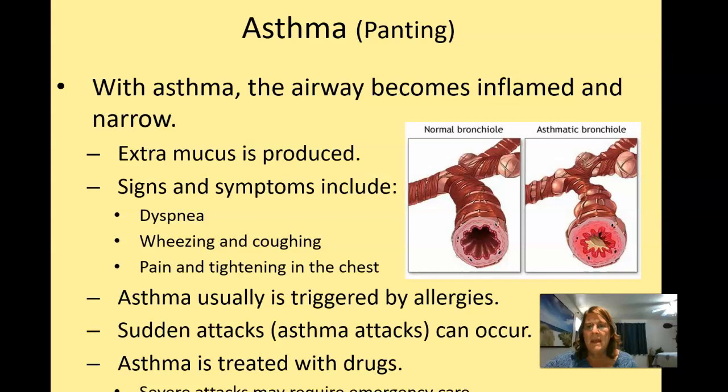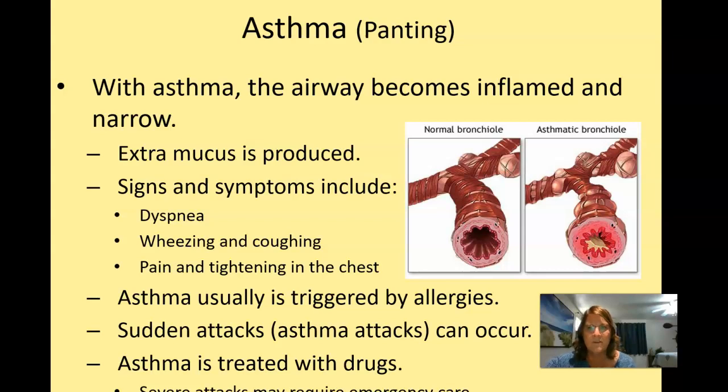Asthma is when the airways become inflamed and narrow, and extra mucus is produced. So again, normal airway. Here it's inflamed and narrowed, and then a bunch of mucus has built up in it, and it's really hard for a person to breathe. I mean, try breathing through a little tiny straw. That's kind of what they're having to do. So they feel short of breath. They're having difficulty breathing. That's that word dyspnea.